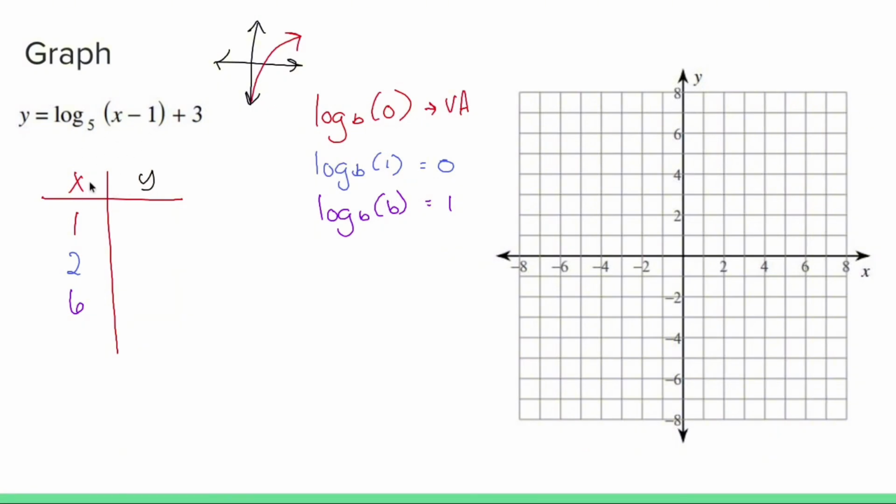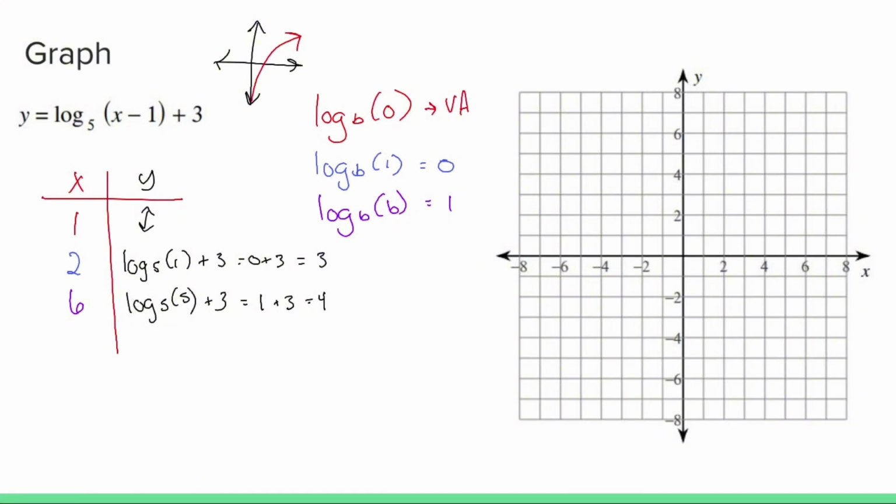I can do some simplifying. So if I have x equals 1, I have my vertical asymptote. Don't need to do any math, that's just my vertical asymptote. When I plug in 2, I get log base 5 of 2 minus 1, which is 1, which I know becomes 0, plus 3. So 0 plus 3 is going to give me 3, so that's a point that I can use, 2, 3. When I plug in 6, that gets me log base 5 of 5 plus 3. Log base 5 of 5 is 1. 1 plus 3 is 4. So that gets me another point.